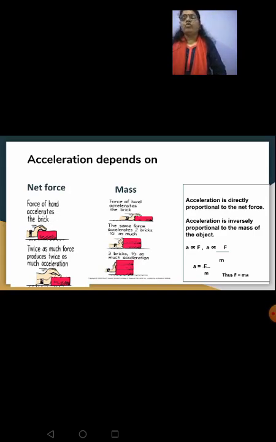So this net force, when it is applied on an object, makes it begin to accelerate. Suppose, for example, a force of 2 Newton, right? When you increase the force to 4 Newton, what will happen? The acceleration produced will be more. You're doubling, so obviously the acceleration is going to increase.